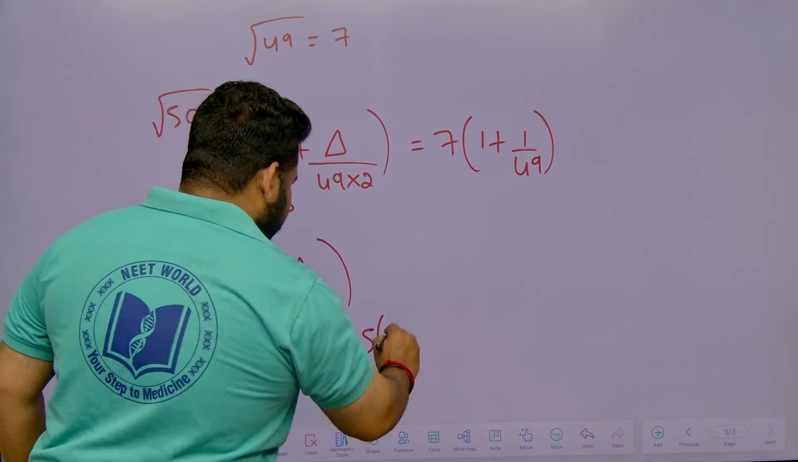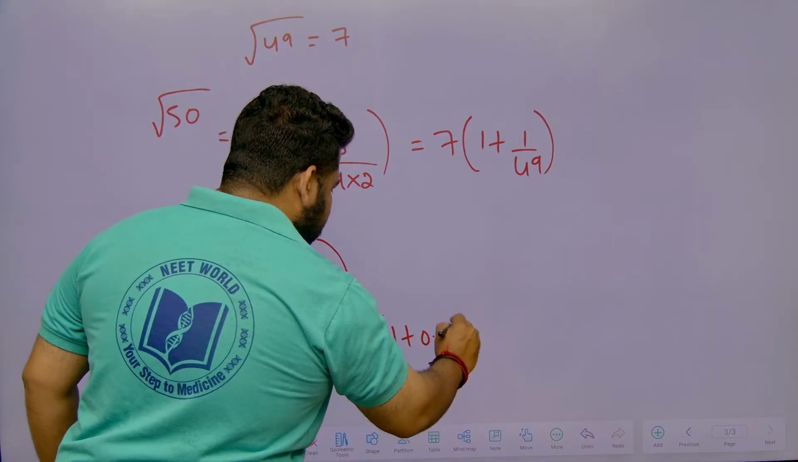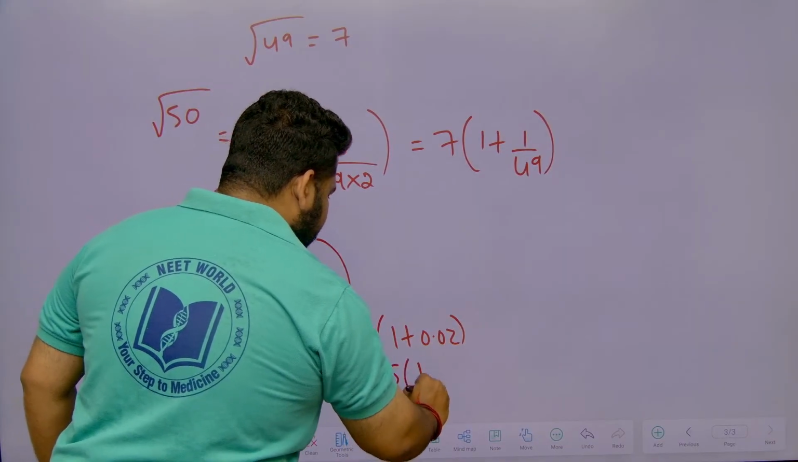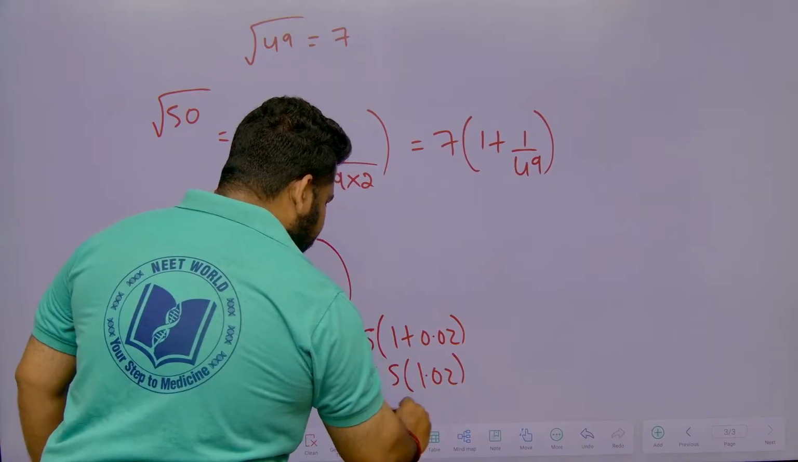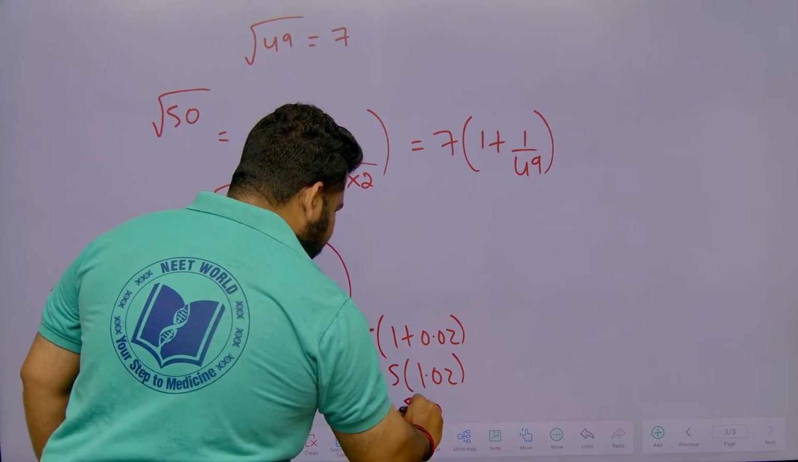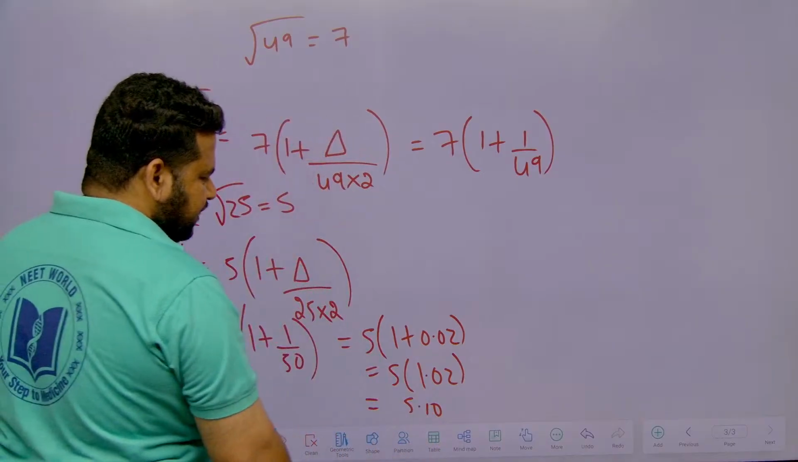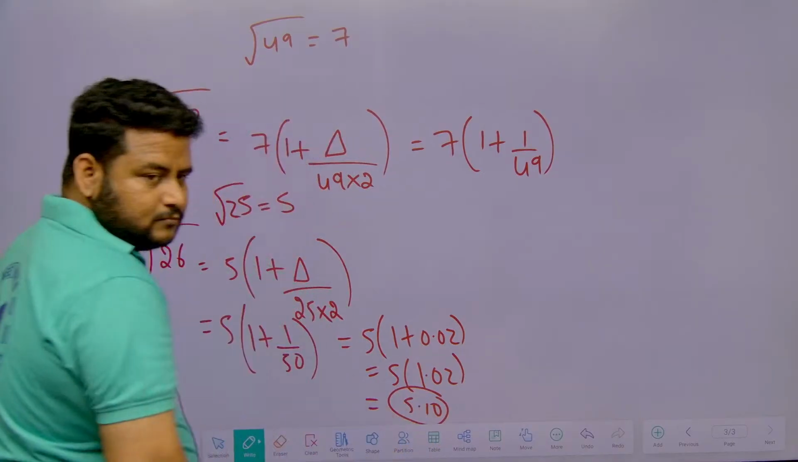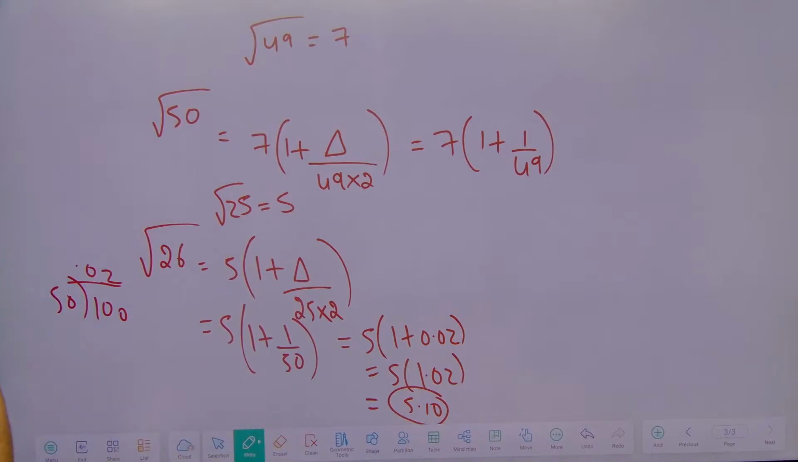So we will get it as 5 into 1 plus 0.02. That is nothing but equal to 5 into 1.02. So if you multiply by 5, 5 twos are 10, 5 ones are 5, 5.1. 5.1 you will get as the answer.